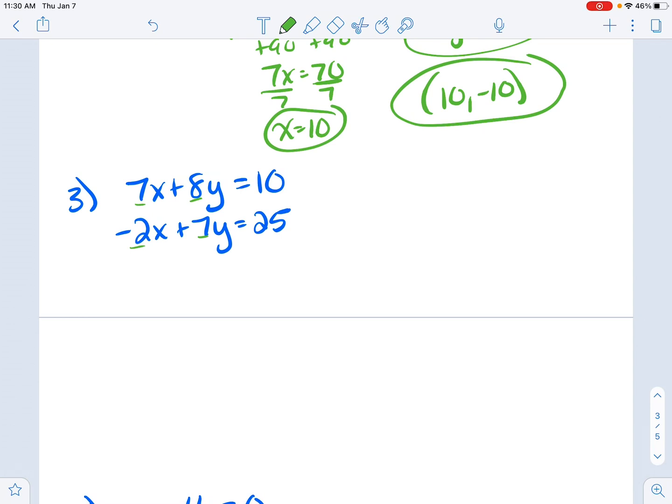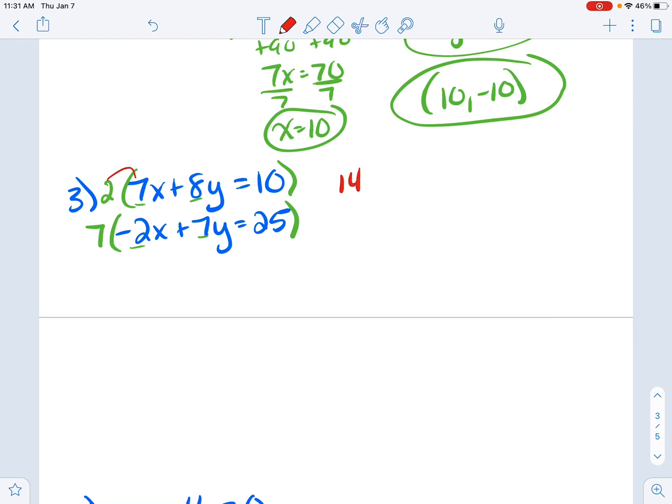So what does 7 and 2 both go into? I can't make the 7 become a 2, and I can't make the 2 become a 7. So we have 7, 14, 21. Well, this is an even number, so 2, 4, 6, 8, 10, 12. Oh, look, 14. They both go into 14. So what would I multiply this first equation by to make the 7 become a 14? I would multiply it by 2. What would I multiply this bottom equation by to make the negative 2 become a 14? I would multiply it by 7. So let's go ahead and do that and see what we get.